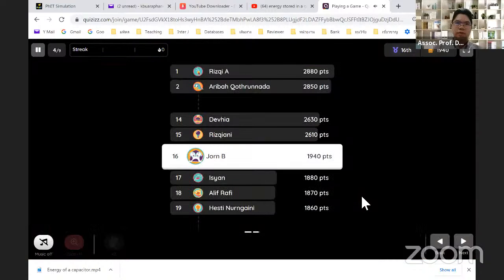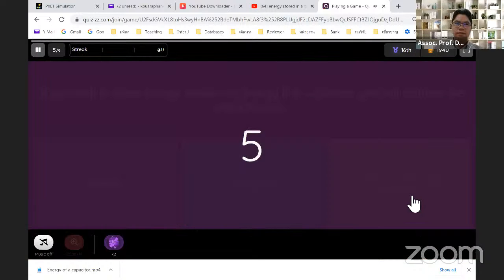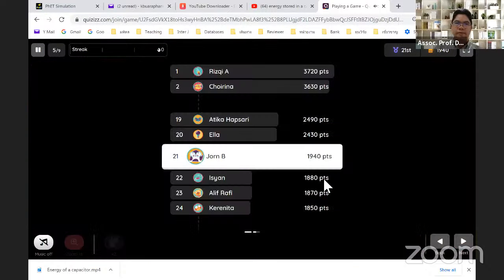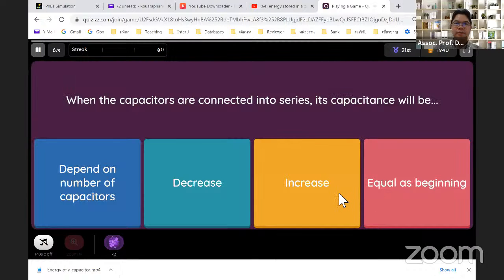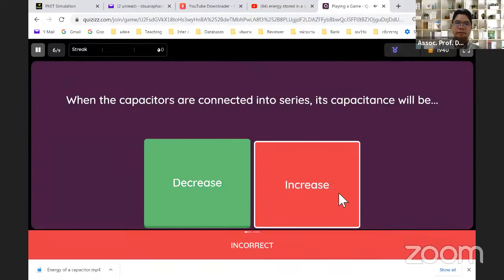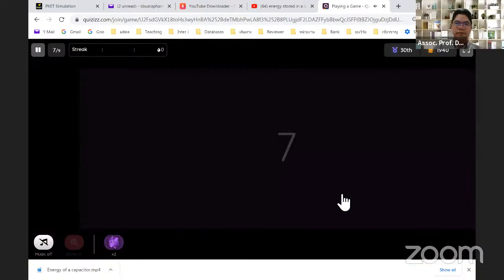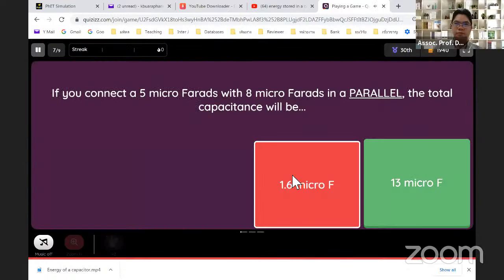Now Risky is first. Risky is the first rank. Everyone, turn to be the first rank.